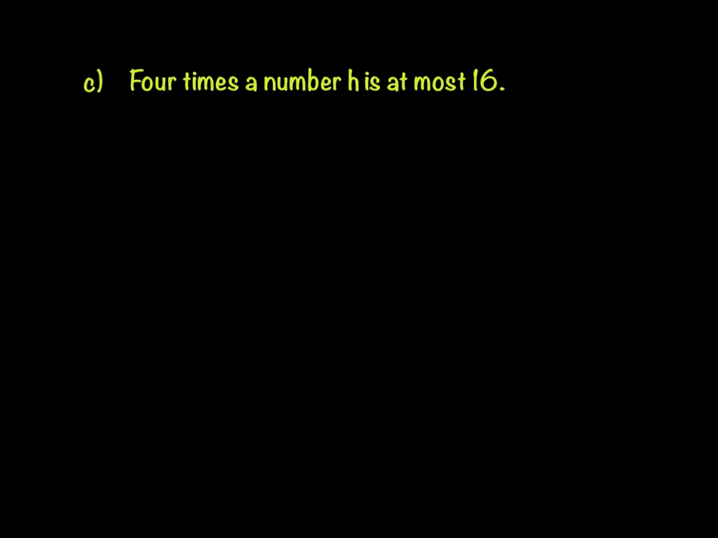Alright, so now I have 4 times a number H is at most 16. Alright, so the first thing I need to focus on is 4 times a number H. Well, what does that mean? It says 4 times right in there, so I have to recognize that that's multiplication. That's the number 4, even though it's written that way. So I have 4 times a number H. We all know that 4H together means 4 times H, right? 4 times H, which is what I had.